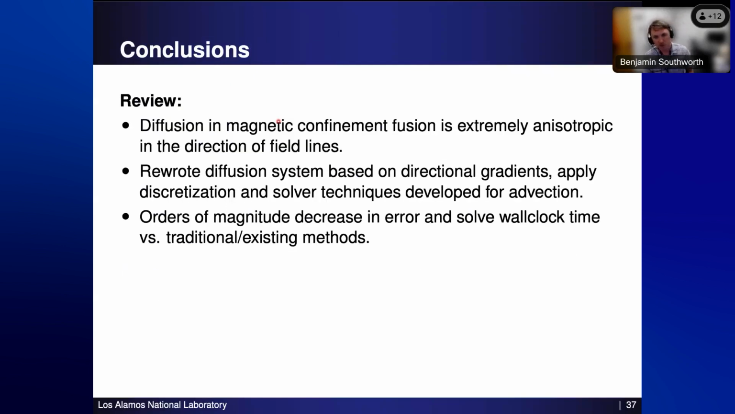So, to review, diffusion in magnetic confinement fusion is extremely anisotropic, and it follows the direction of your field lines. At least in many applications, we can't or don't want to have the mesh align with those field lines. If you're perfectly aligned, you can do other tricks to solve it. But if you're not, it becomes really hard.